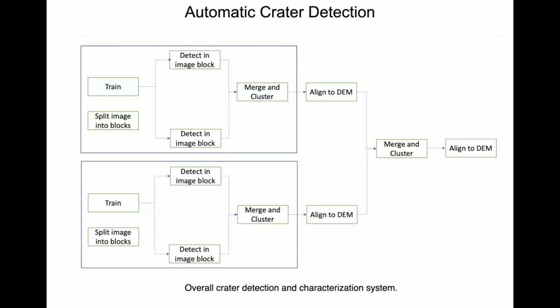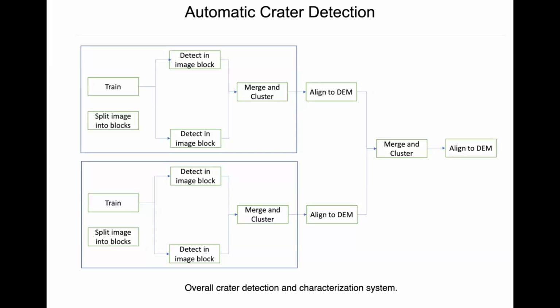Then results from all the NAC images are combined again, and we have to run a clustering algorithm, since many of these NAC images are overlapping. In order to get rid of multiple detections over the same crater, we run a clustering algorithm, and then we pass it to the final alignment to the DEM.